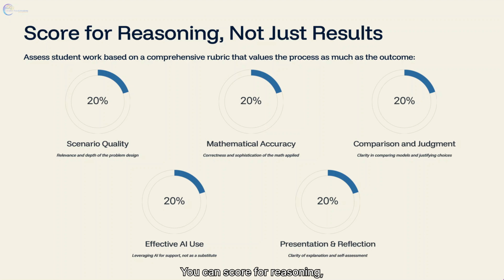You can score for reasoning, not just results. A sample rubric will have 20% go to quality and relevance of the scenario, 20% go to accuracy of the math, 20% to clarity of comparison and judgment, 20% for the use of AI for support and not substitution, 20% for the presentation and reflection. Notice, this is not about correct answers, it's about real engagement.